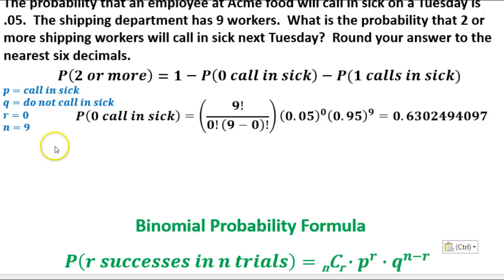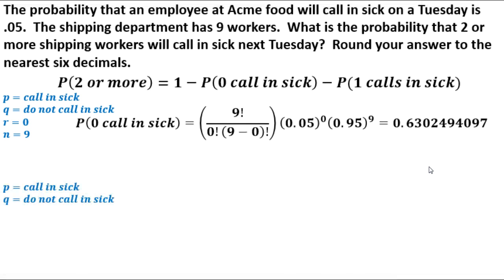Okay, so now that's the probability that 0 call in sick. We need to determine the probability that 1 person calls in sick. The P value and the Q value are going to be the same. P is still the probability of success, which just means that people call in sick, that's 0.05. And Q is the probability of failure, the probability that they don't call in sick, 0.95. That won't change. Our R value does change on this one because we want 1 success. We want 1 person to call in sick.